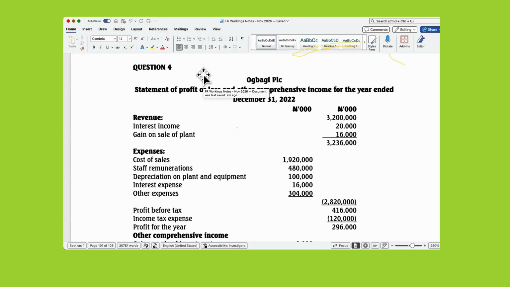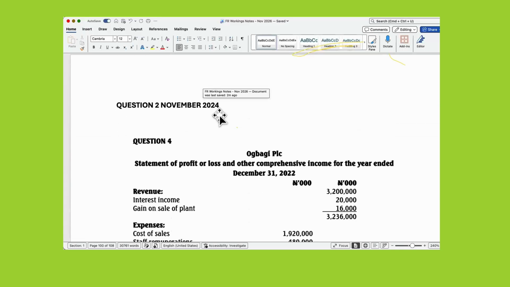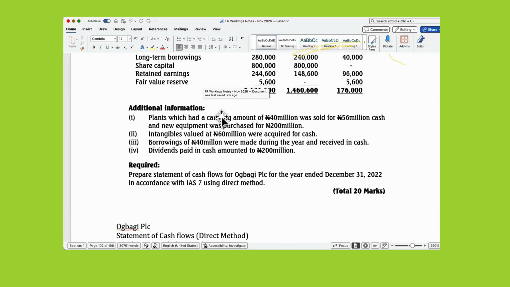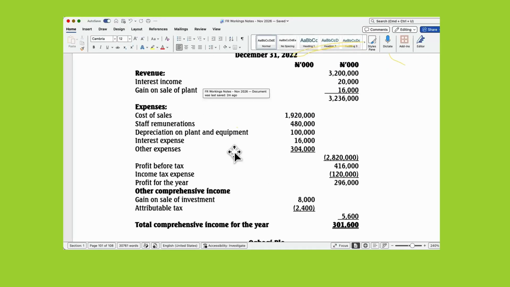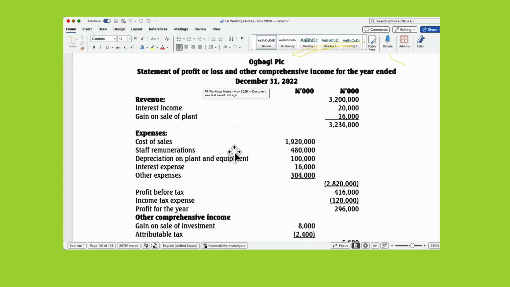What will show is the sales proceeds itself, the money we actually received, which of course in these notes they already broke down for us. The carrying amount is 40 million. It was sold for 56 million. So what goes to the statement of cash flows is what we actually received, not this profit, not this gain on sale of plants. It's not going to appear, so we are going to ignore it.